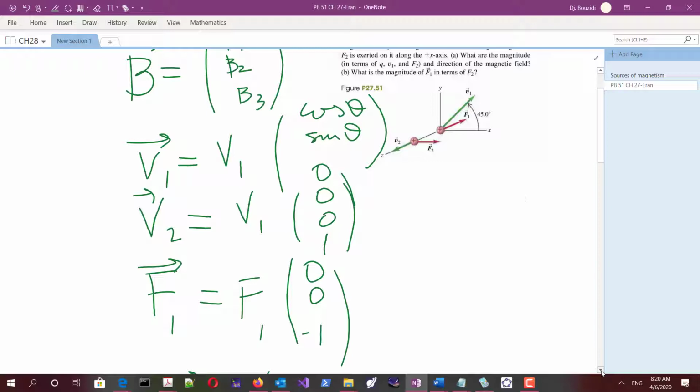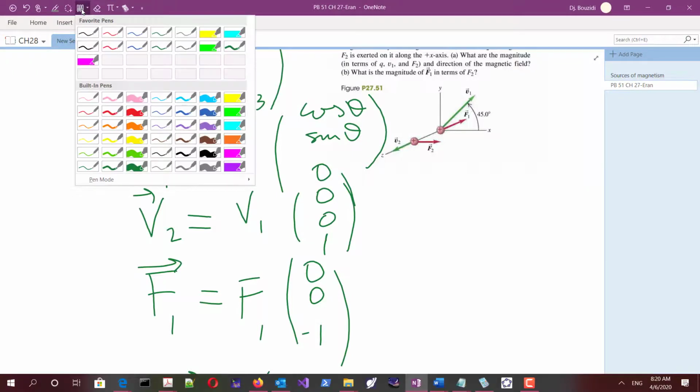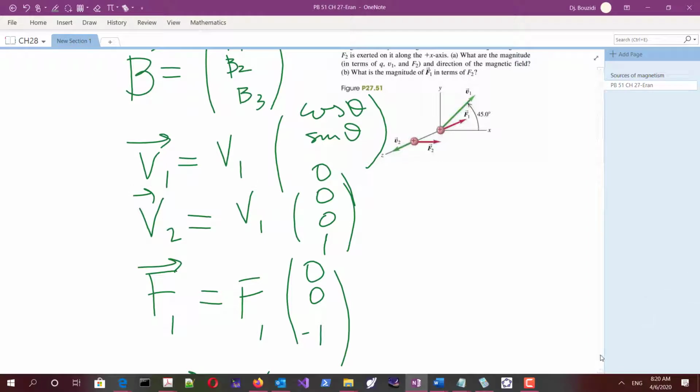The force F1, from the schematic that you can see here and from the information given to us in the problem, is along the y direction. So we don't have to worry about that one too. The components for F1 are F1, of course that's the total magnitude, 0, 0, and negative 1 because it's in the negative z direction.